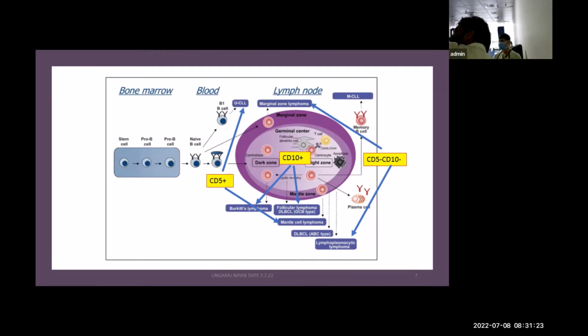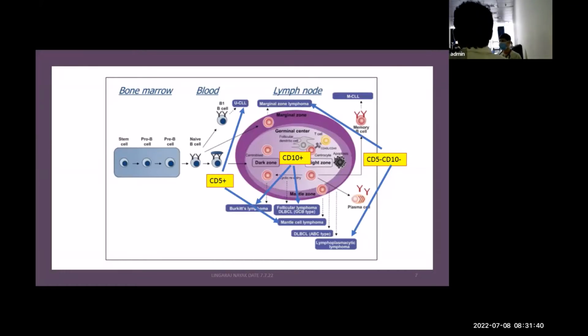So if you have a lymphoma originating from the naive B cell, it will be CD10 negative but CD5 positive, because they have not entered the germinal center, right? So what are the lymphomas? CLL and MCL. CLL and mantle cell lymphoma originate from the naive B cell. So that's why typically they are CD5 positive, CD10 negative.